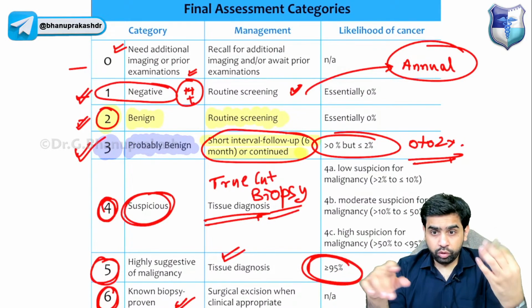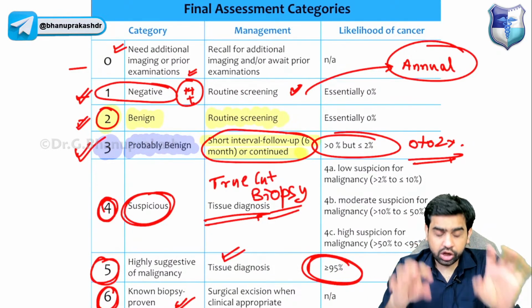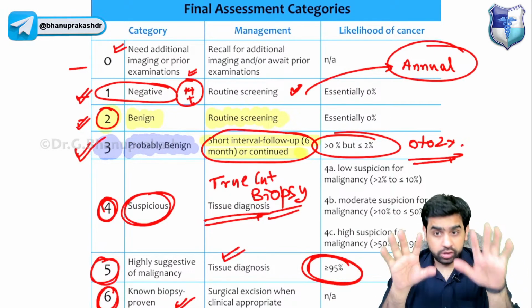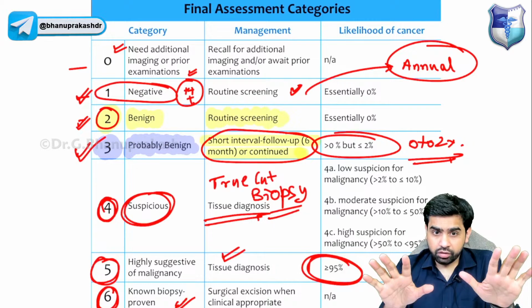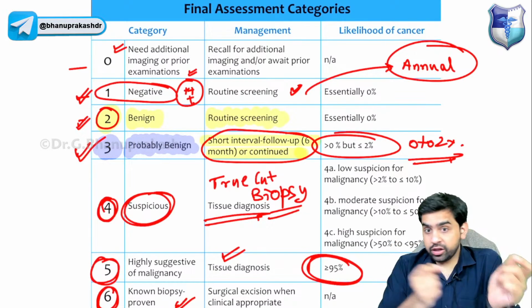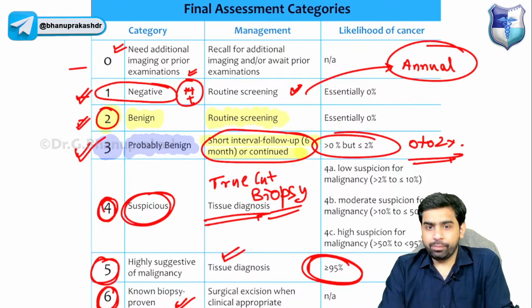What is the BI-RADS 4? It is suspicious of a malignancy. So here you are going to perform a true cut biopsy, or a tissue biopsy has to be performed over here, suspicious of the malignancy. BI-RADS 5 is highly suspicious of the malignancy. Here the risk of malignancy is more than 95%. And over here, you definitely have to perform a biopsy.